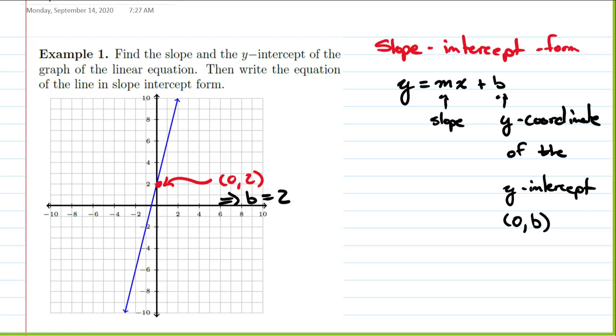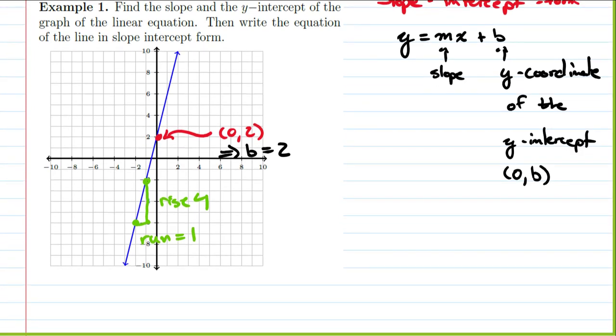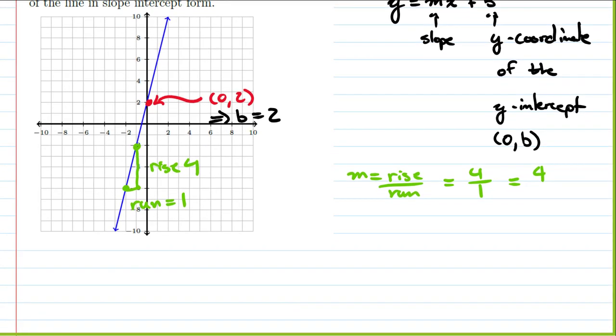The next thing we would need is the slope. If we pick any two points on our line, we can count our rise over our run. So our rise in this case would be 4, and our run would be 1. That would give us our slope, which is rise divided by run, 4 over 1, which gives us 4. Putting those two pieces of information together, the equation of our line is 4 times x plus our b value, which is 2. So we get 4x plus 2.